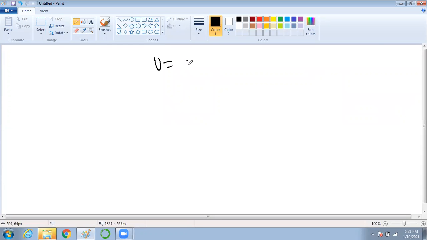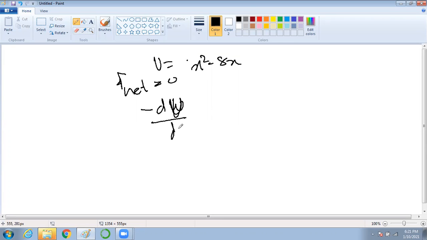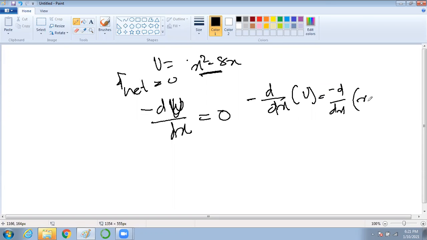U is equal to x square minus 8x. Find the position of equilibrium and the type of equilibrium. Question is this. F net is equal to 0, yes or no? So minus du by dx should be equal to 0. Am I correct? So you have to differentiate. So minus d by dx of u is equal to minus d by dx of x square minus 8x. How much is the value?